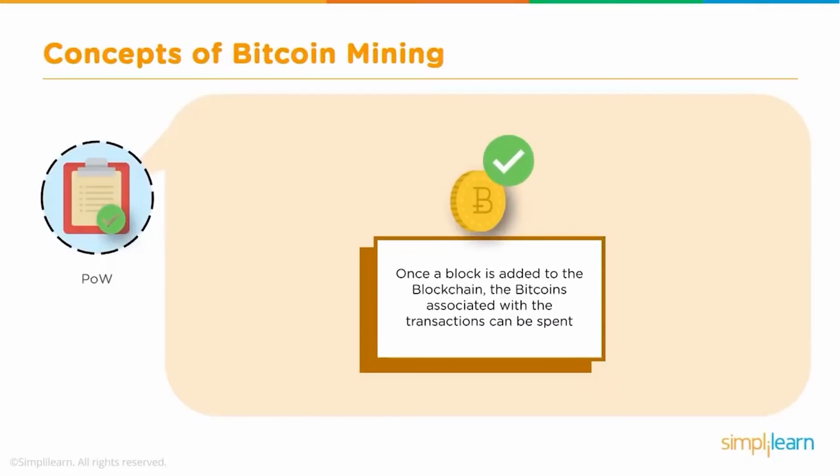Now, once a block is added to the blockchain, the bitcoins associated with the transactions can be spent. So once the block is validated, the transfer of bitcoins associated with the transactions aggregated in the block is made from one account to another.